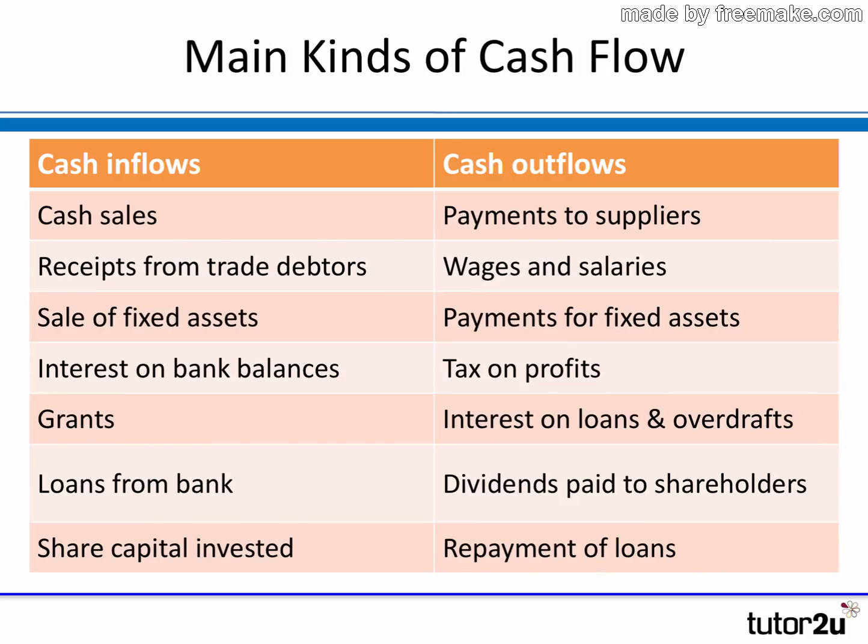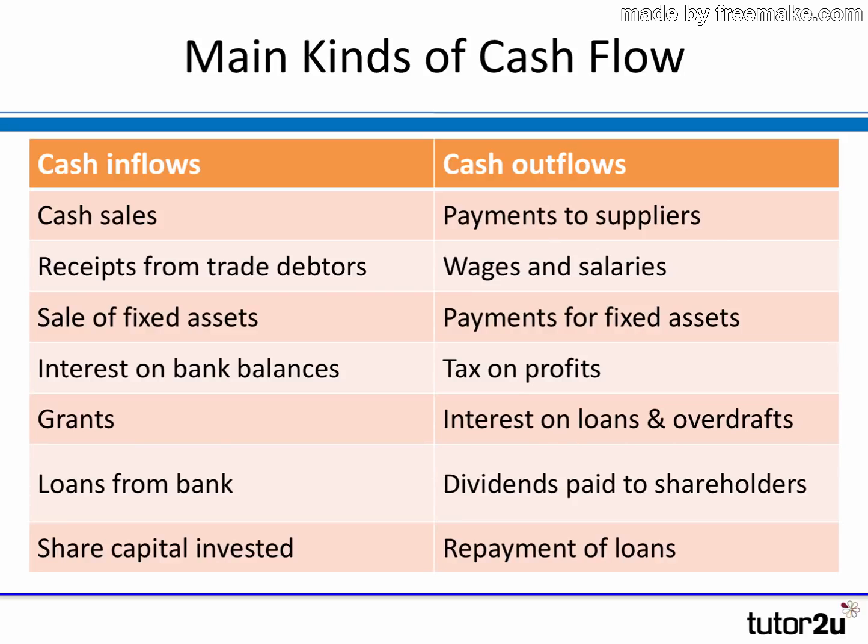Now, just before we look at a simple example of the cash flow forecast, let's just remind ourselves of how cash flows into and out of a business. There are a variety of different types of cash inflows. For example, cash sales from customers. You sell for cash, they give you the cash and you bank it. It could also be cash received later from customers who've been allowed to buy on credit, receipts from trade debtors.